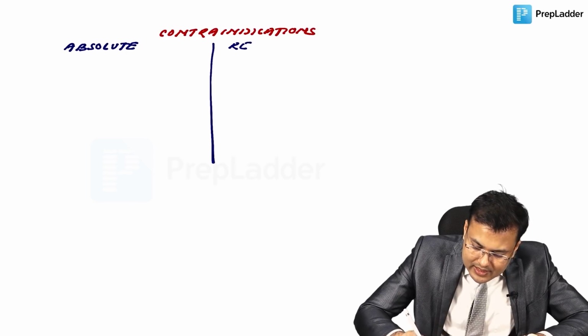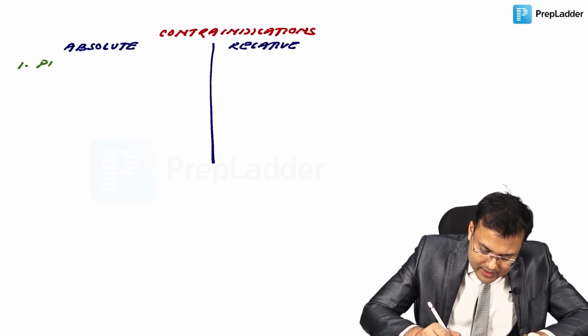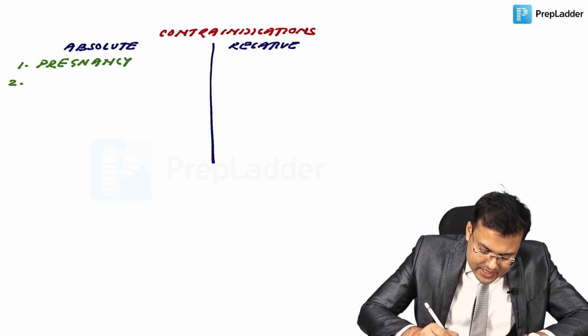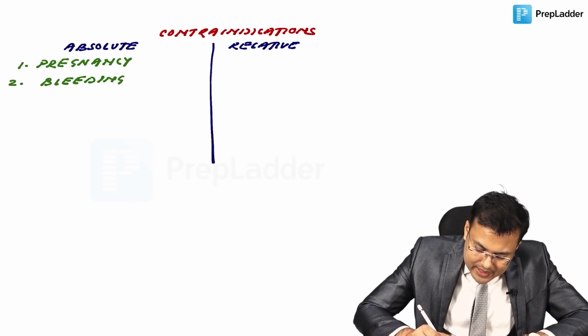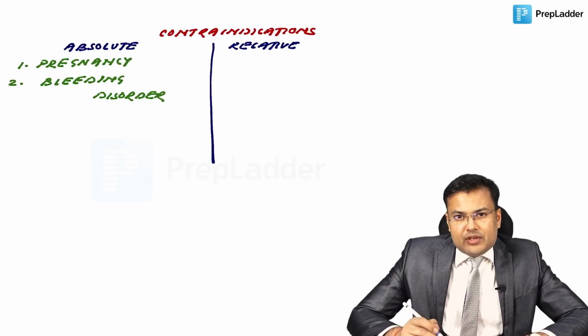Absolute and relative. Okay. So absolute contraindications we discussed. First, pregnancy. Why? Because there is increased risk of injury to fetus. And second, bleeding disorder. Why? Because of increased risk of hematoma. Okay. Now, what are the relative contraindications?